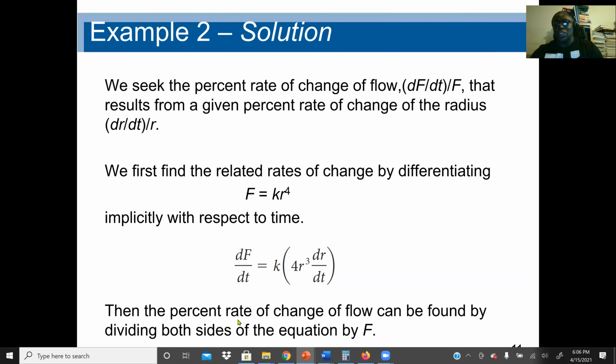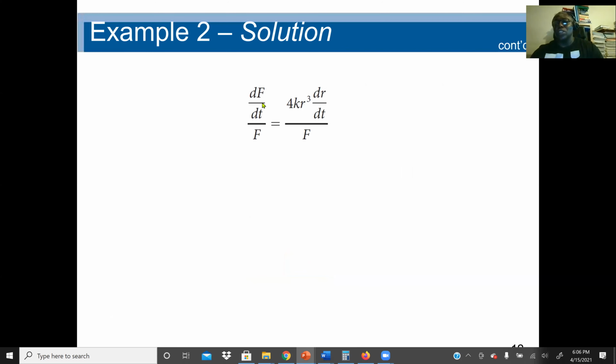So to find the percent rate of change of flow, we are going to divide dF/dt by F. So the equation will look like this, dF/dt over F. And if I divide the left side by F, I have to divide the right side of the equation by F also to balance it. So 4kr cubed dr/dt over F.